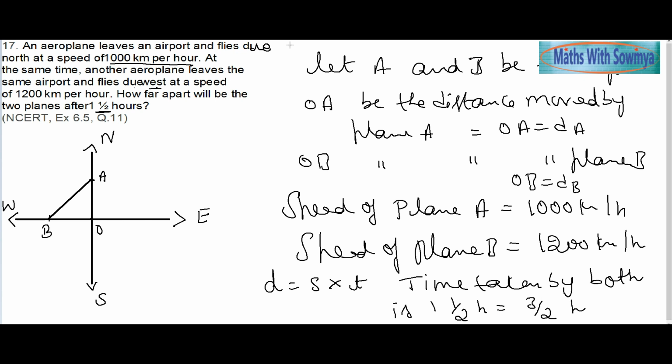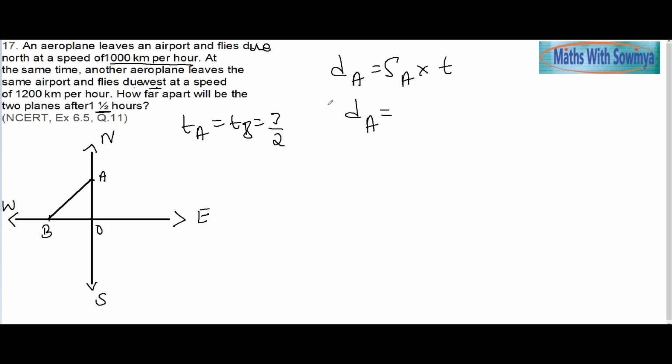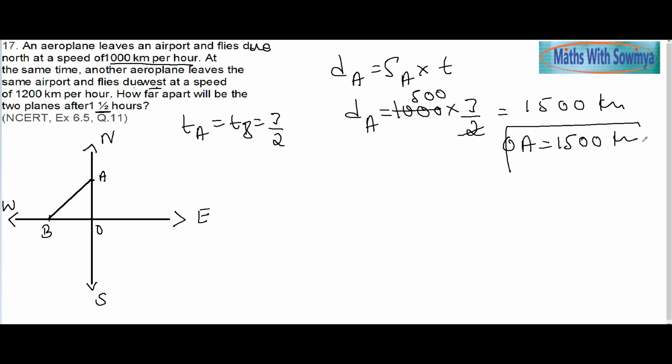So, we have all the details. We can simply move directly applying the formula distance is equal to speed into time. So, dA is speed of A into time. The time of A is equal to the time of B, which is 3/2 hours. So, distance A is speed of A, 1000, times 3/2. So, we are going to get 1500 km. That means OA is equal to 1500 km.